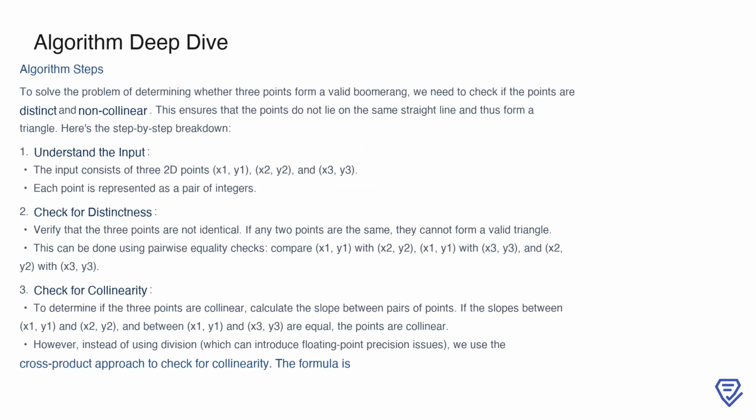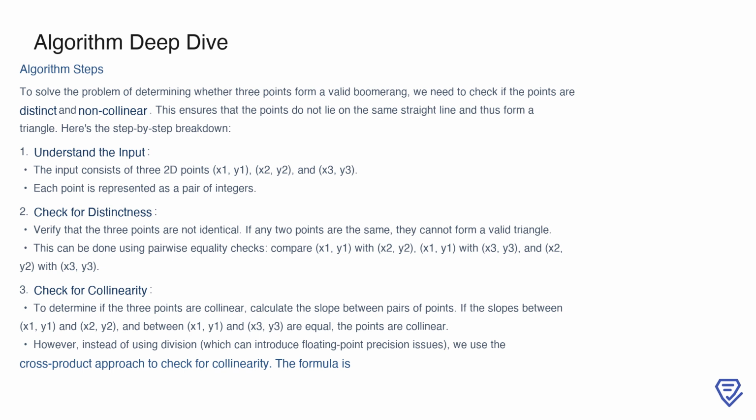To determine if 3 points form a valid boomerang, we need to ensure two key conditions: the points must be distinct, and they must not be collinear. This guarantees that the points form a triangle and do not lie on a straight line. First, let's understand the input format. We are given three 2D points, each represented as a pair of integers, x1, y1, x2, y2, and x3, y3.